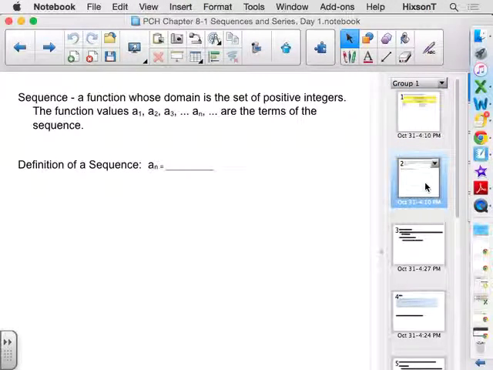Let's put cell phones away, please, and focus on what we're doing.